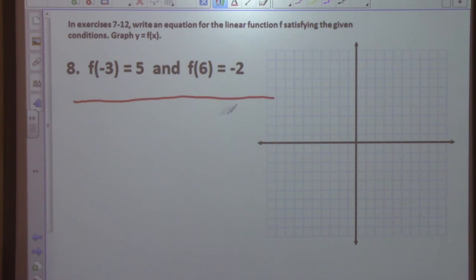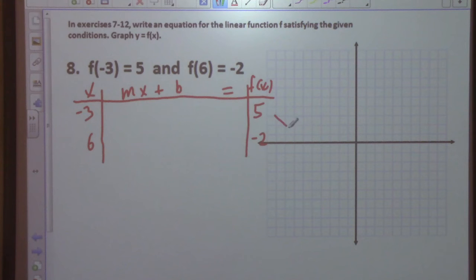I'm not exactly sure how you did it, but okay, if we have -3, 5, I'll put x, y, and then 6, -2. Then we have mx plus b is equal to y, right? And then we go like this. I'm going to get -7 over 9, right? So m equals -7/9. Is that what you got?